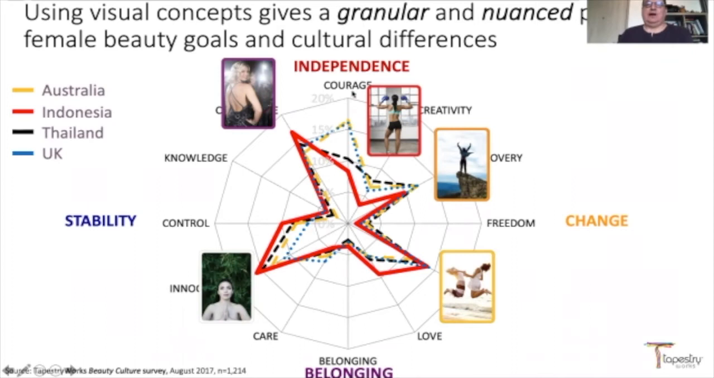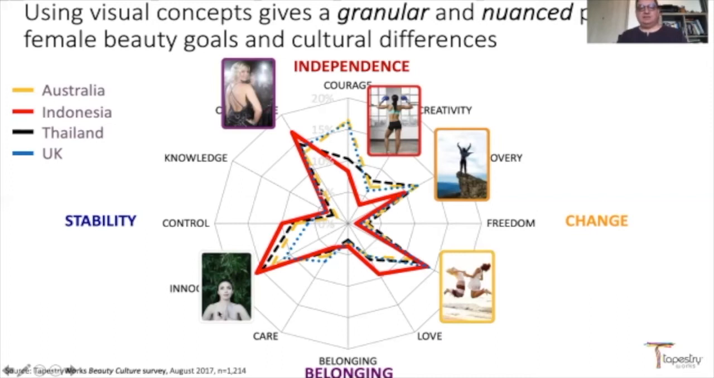So let's look at courage. This, like the woman in the gym, is much more important in Western cultures. It's the #1 image in Australia and the #2 image in the UK. It's much less important in Asian cultures. So this is the #5 image in Thailand and Indonesia, although in Thailand it's a little bit more popular than Indonesia.